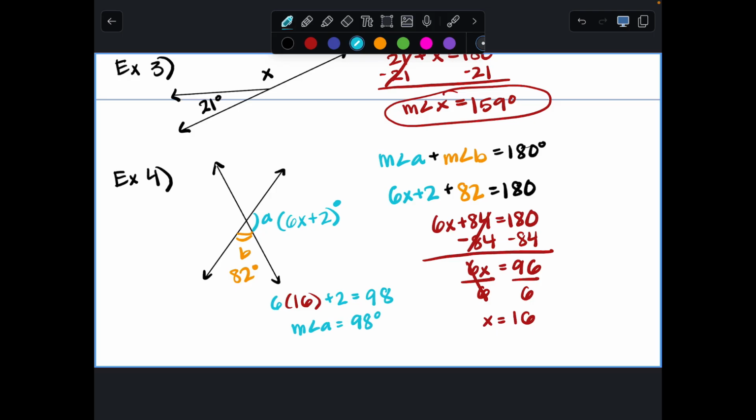Now, if I hadn't asked you to solve for x and I just asked you what is the measure of angle A, what's a simpler way that you could have gotten that? 180 minus 82. So 82 subtracted from 180. Yep, that would have given you 98. So that's what you'll be doing in practice today.